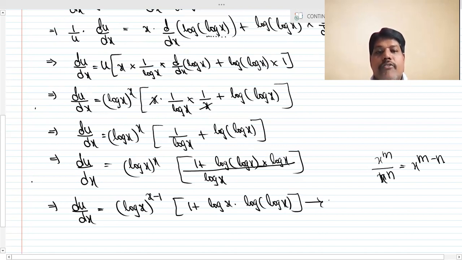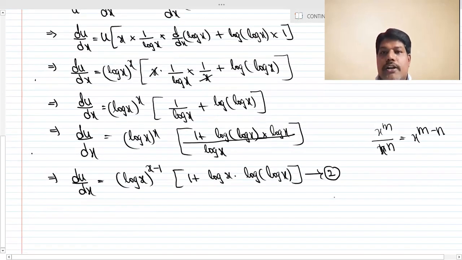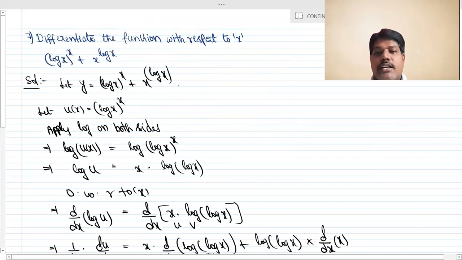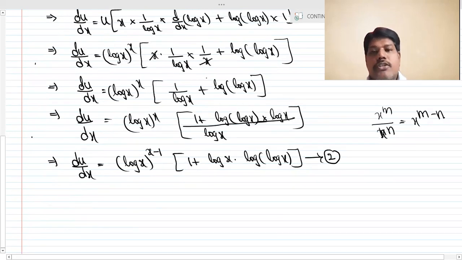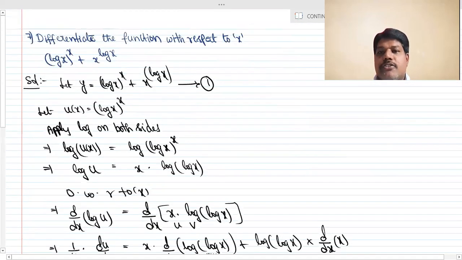Take this as equation number 2. So already you have taken equation number 1 here. So this is equation number 1 and this is equation number 2. So the first function derivative is over. Then the second function, what is the second function, students? The second function is nothing but x power log x.